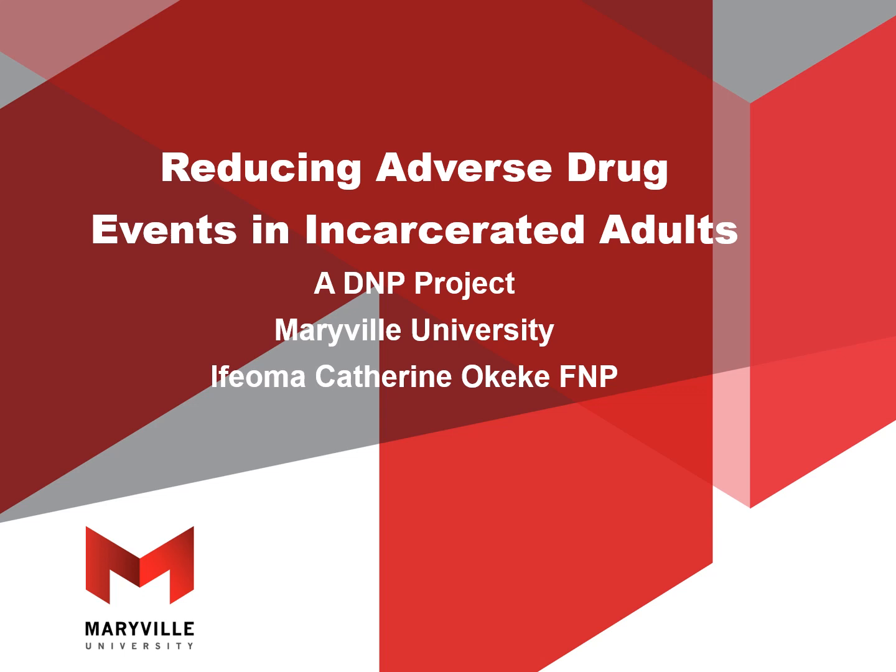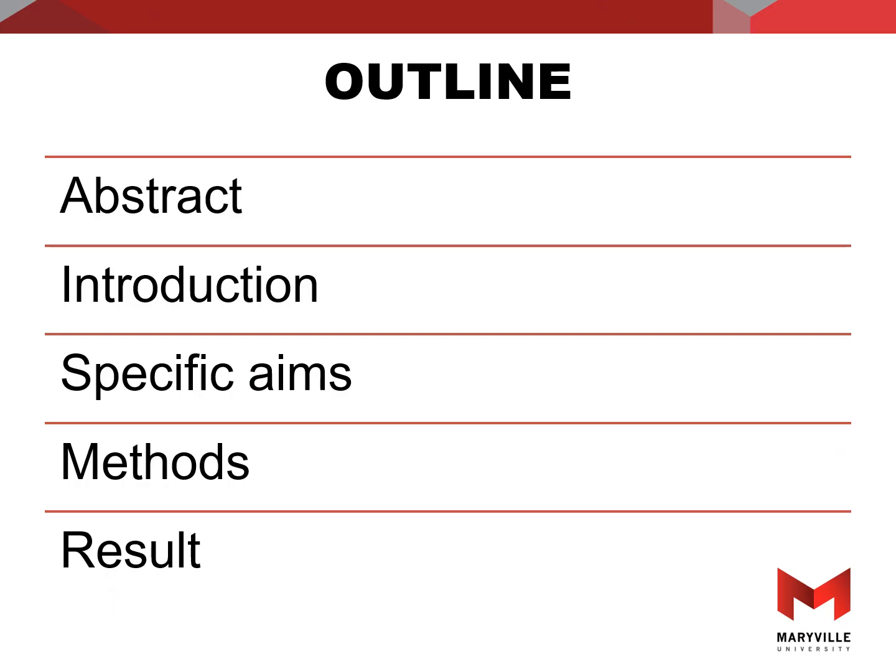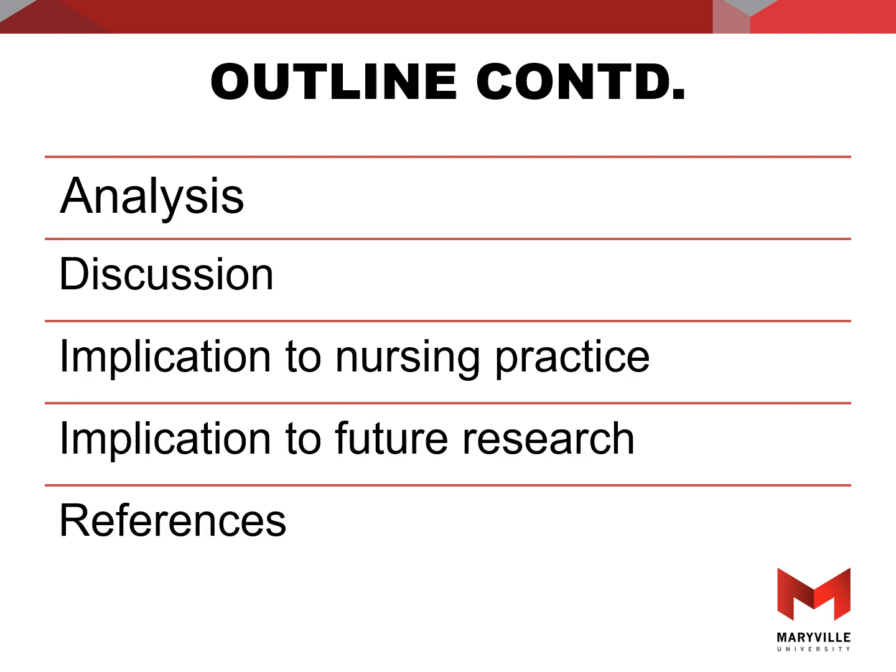The topic for the DMP project is reducing adverse drug events in incarcerated adults. During the course of this presentation, we'll be going over the following outline subtopics: abstract, the introduction, specific aims, methods, results, analysis, discussion, implication to nursing practice, implication to future research, and the references.